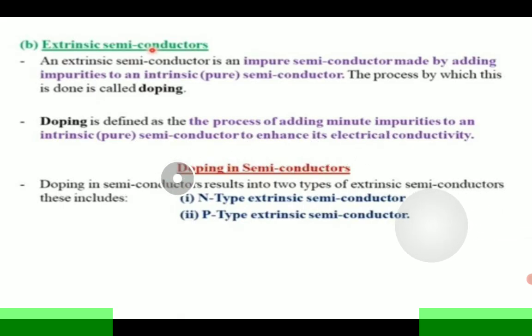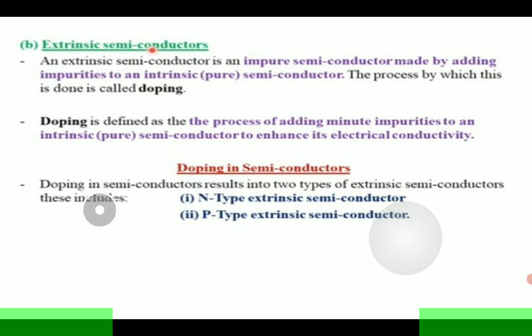So how is the doping process done? We are going to look at the doping process. Please pay attention. This is one of the most examined areas in paper 1 of your MSCE physics. They'll ask you to define doping, or define extrinsic semiconductors, or differentiate between extrinsic semiconductors and intrinsic semiconductors, so please pay attention.